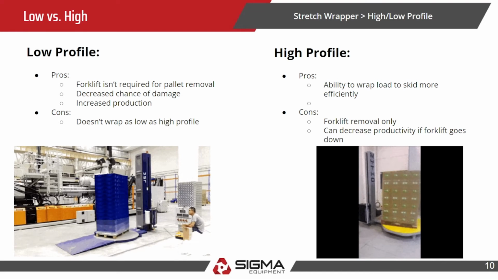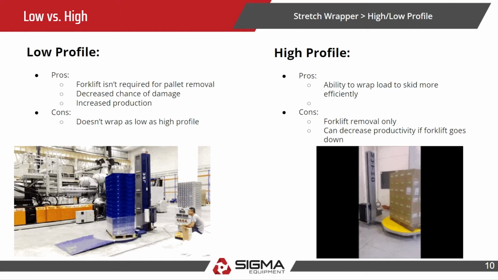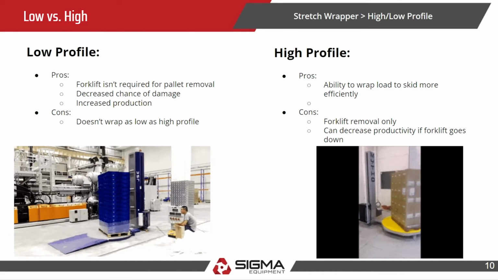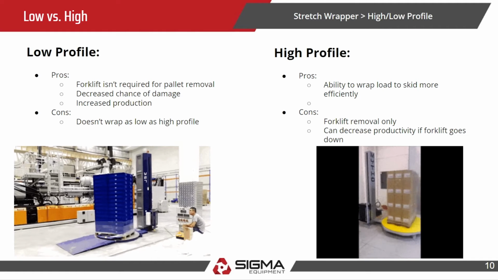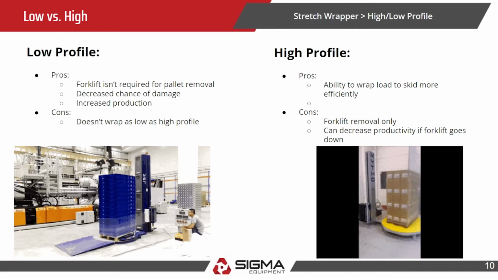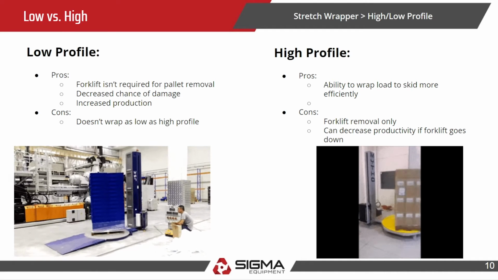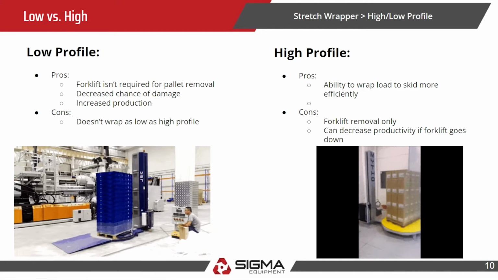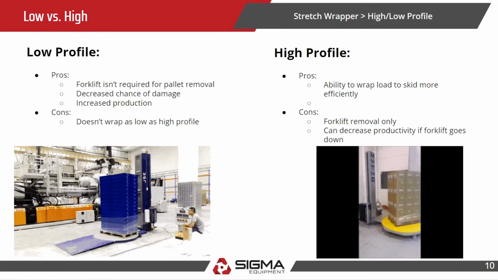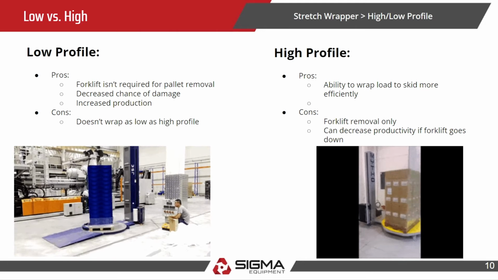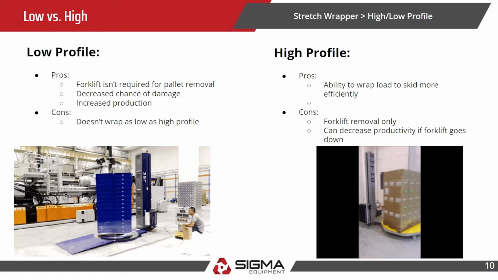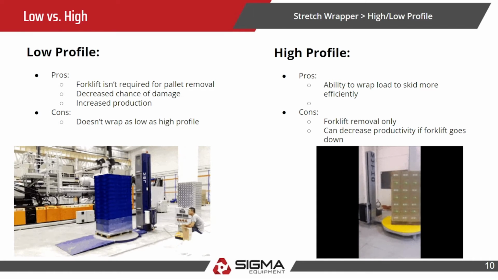The pros for a low profile: a forklift isn't required for pallet removal. You can use a pallet jack. If it's got a ramp, you can drive that up on there and pull it off. It decreases your chance of damage and it increases your production. The con on that one is it doesn't wrap as low as the high profile, which brings it to a pro for that. It does have the ability to wrap your product a little closer to the skid, a little more around the bottom of the pallet.